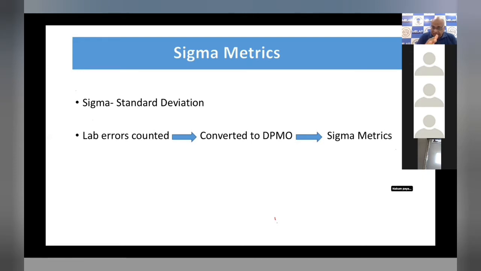Then you can get this table from Google. This defect per million opportunity is converted into sigma matrix. The closer it is to 6, the better is the performance of your laboratory.